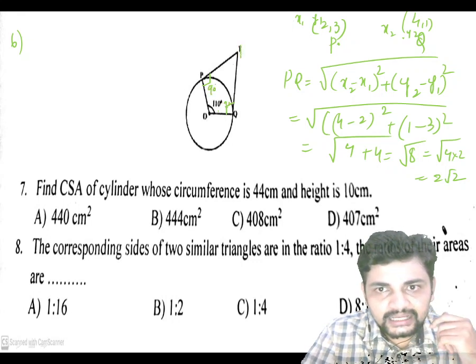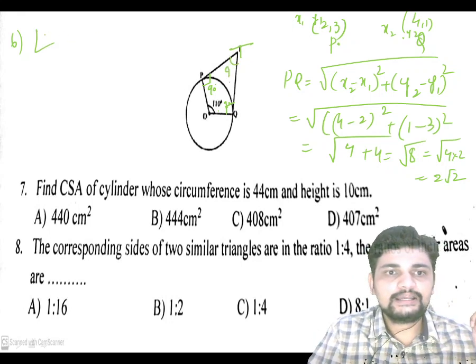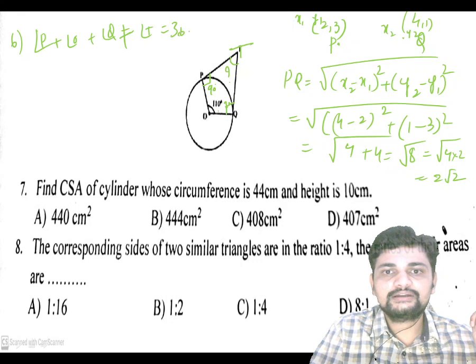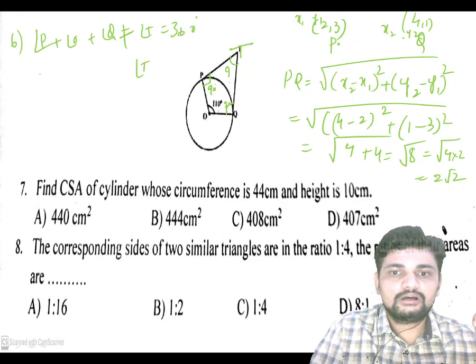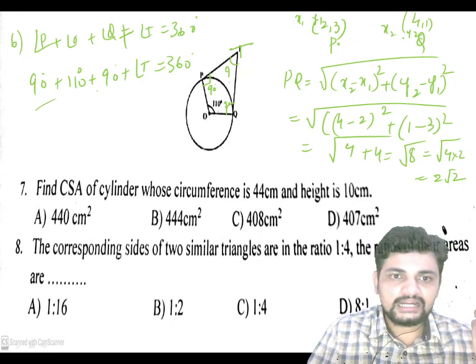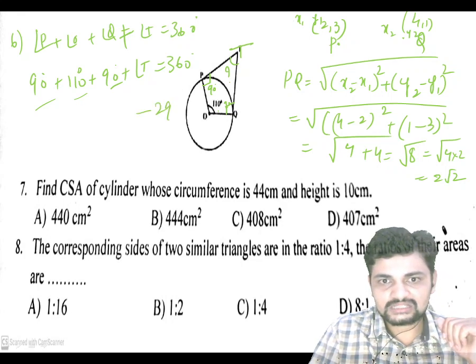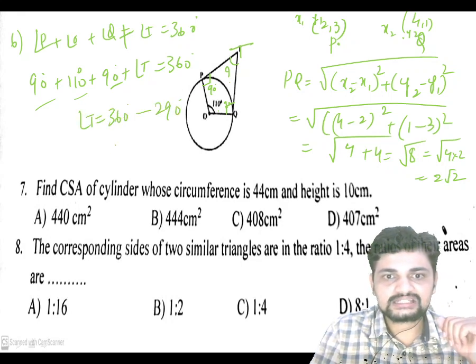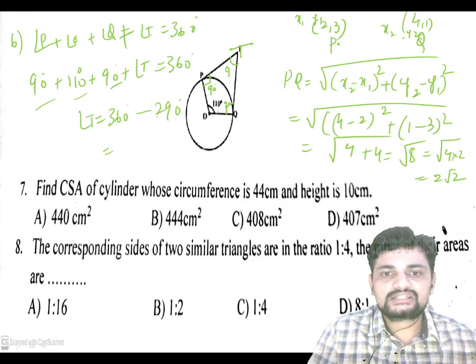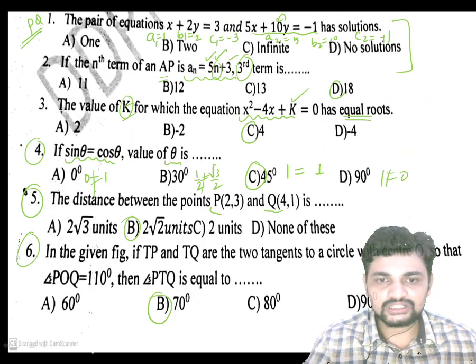So angle, let me take it as T. Angle T they are asking. So the sum of angles of a quadrilateral is 360 degree. So angle P plus angle O plus angle Q plus angle T is equal to 360 degree. So angle T is unknown, whereas P is 90 degree, O is 110 degree, and Q is also 90 degree. So if you solve this, you will get the answer. 90 plus 90, 180. 180 plus 110, 290. If it goes to RHS, minus 290. So angle T is 360 minus 290. Obviously 360 minus 290 will give you 70 degree. So option B is correct in sixth question.